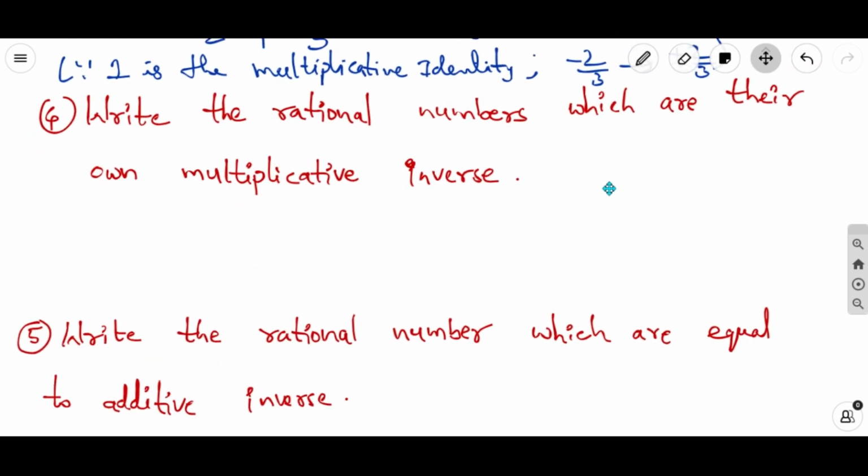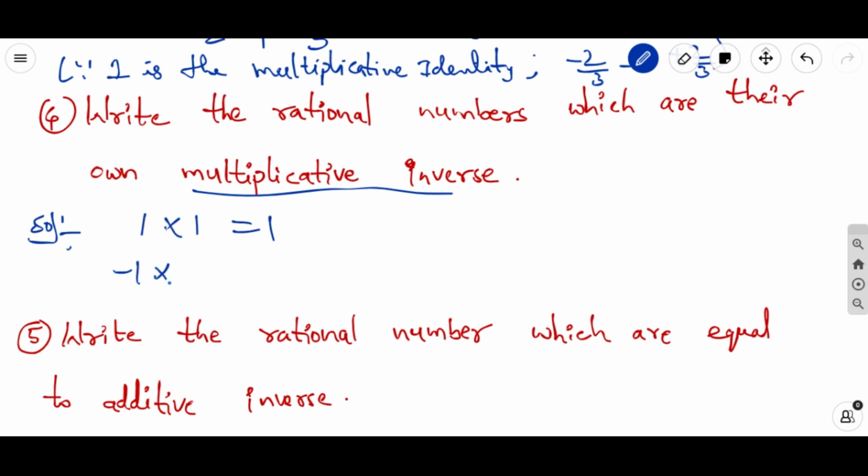Write the rational numbers which are their own multiplicative inverse. I already discussed this at the start of the video. Okay, here the multiplicative inverse of 1 is 1. 1 ones are 1. The multiplicative inverse of minus 1 is minus 1. Okay, you write 1 and minus 1 are having their own multiplicative inverses.